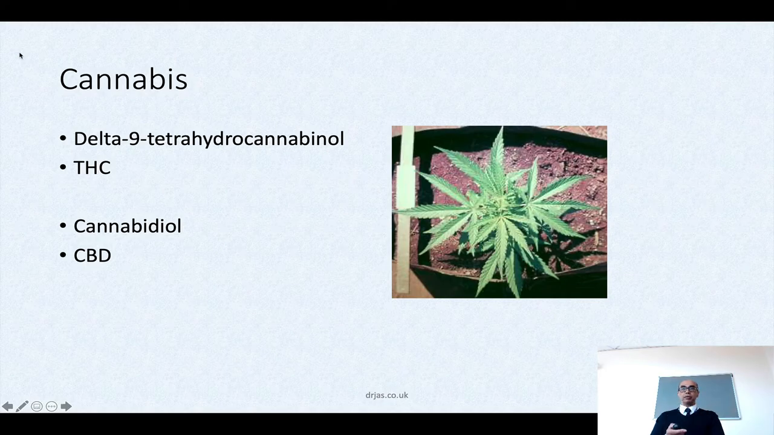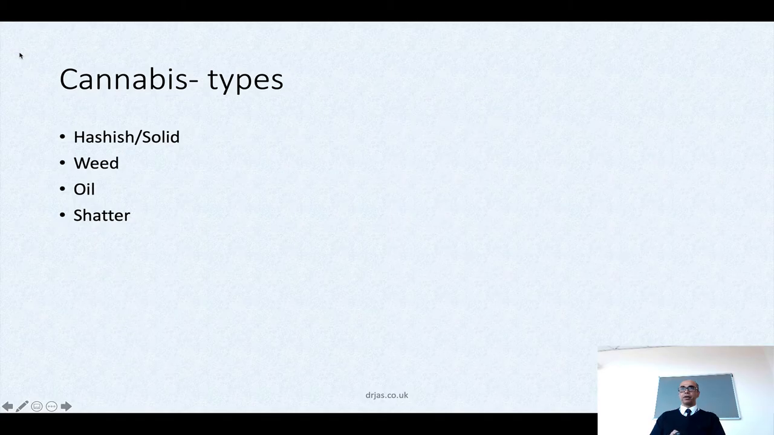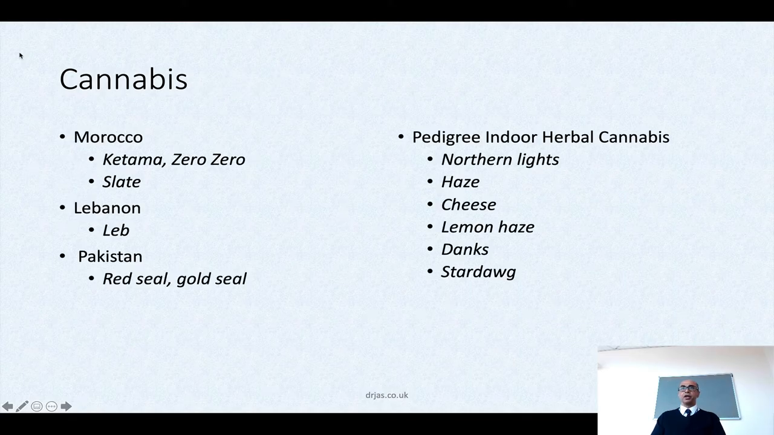So the two most important cannabinoids within cannabis are THC, tetrahydrocannabinol, and CBD, cannabidiol. The ratio between the two is very important, as we'll go on to explain. There are different types of cannabis. Almost invariably now, it's all weed. There are other types, though, which I think we'll mention a little bit.